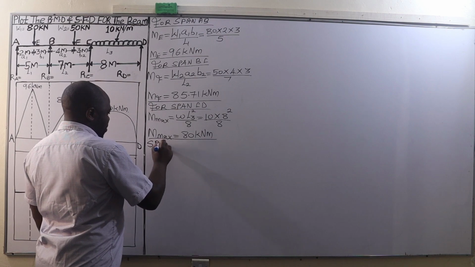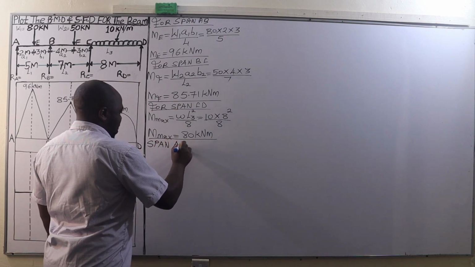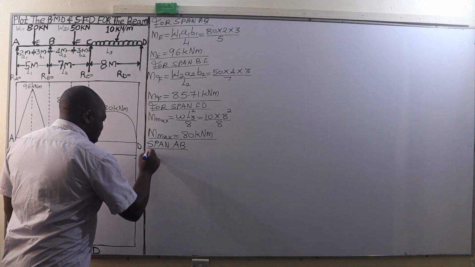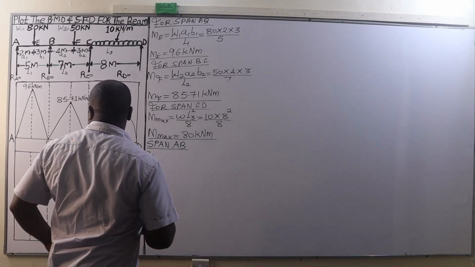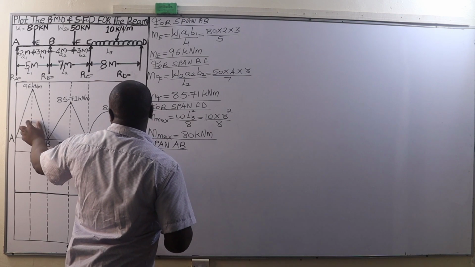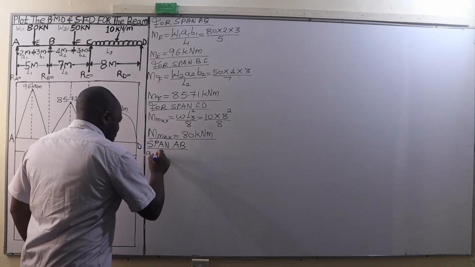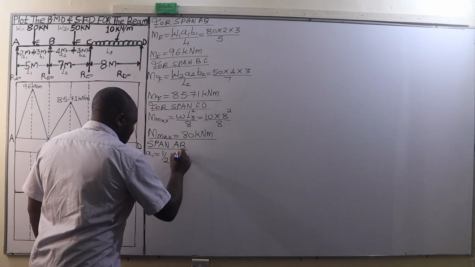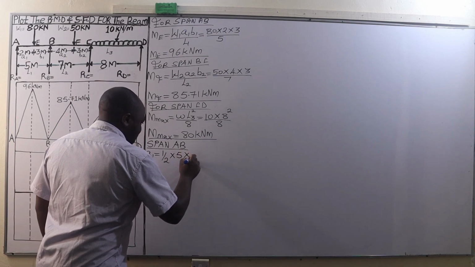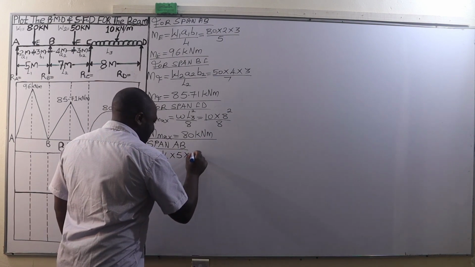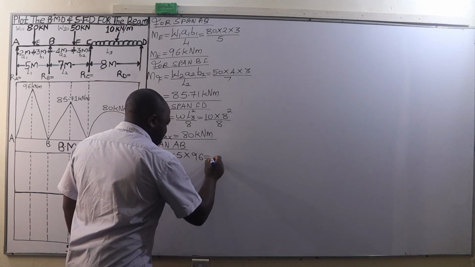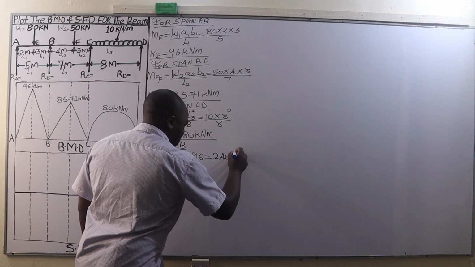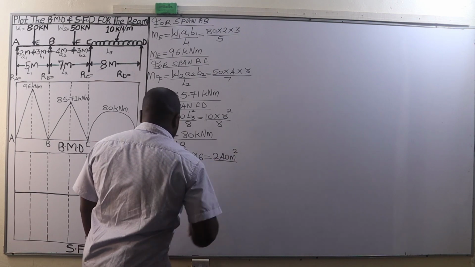So we are going to begin with span AB. And now, for span AB, we need A1. That is the area of this triangular shaped bending moment diagram, which will be given by a half of the base. The base is 5 meters and the height is 96 units. And that is going to give us an area of 240 square meters.